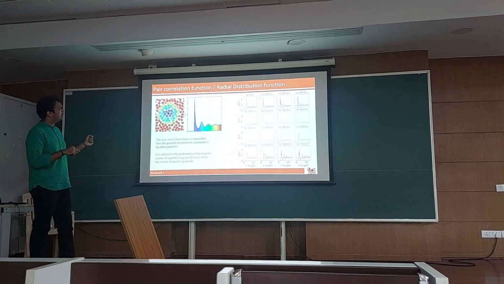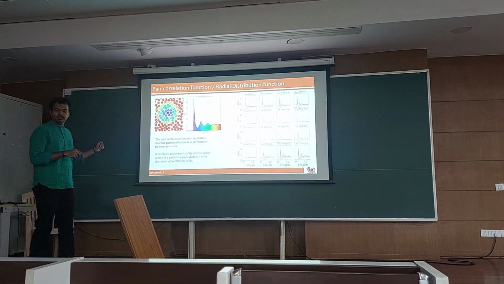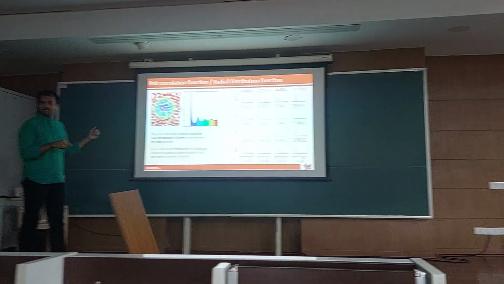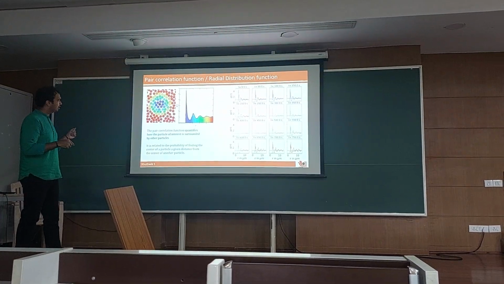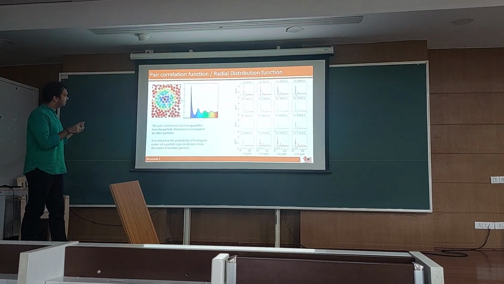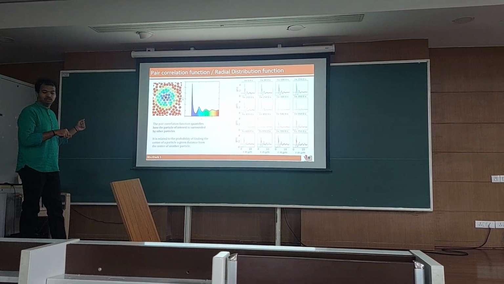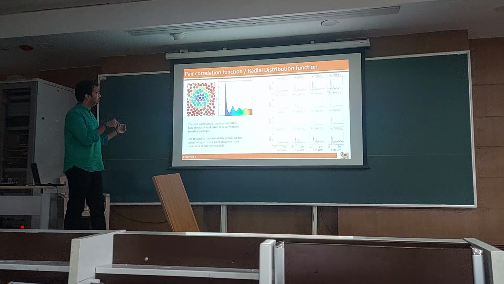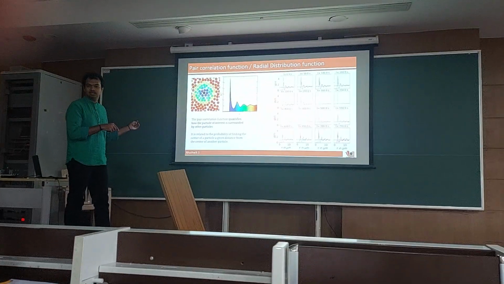This is the pair correlation function, or radial distribution function. It will tell us the structure of the system: what is the probability of finding a particle at a distance r from the center particle. If it is a complete pure crystal, you will see sharp peaks at regular intervals.